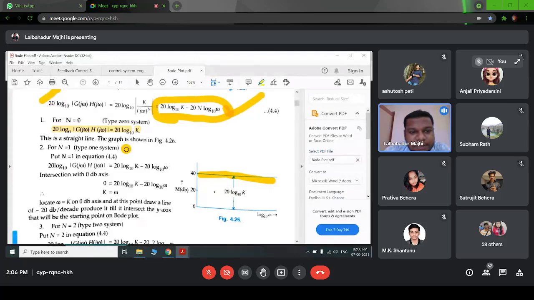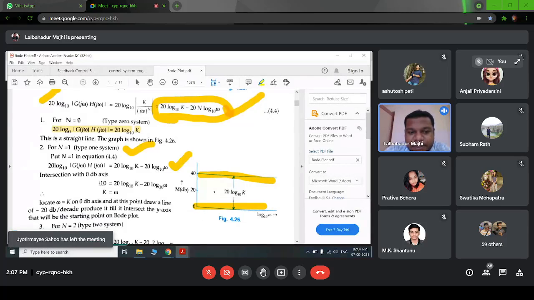Now let's see the type 1 system. Type 1 means we put n equal to 1, so the magnitude is 20 log K minus 20 log omega. We have to find the intersection with the 0 dB axis. Because there is a pole at the origin, there will be a minus 20 dB per decade slope, so it will intersect the 0 dB axis at some point. Intersection with 0 dB means the magnitude is 0.